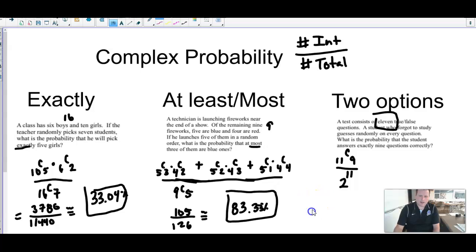When I calculate these ones, I end up getting 55 over 2,048. And this gives me approximately like a 2.69% chance of that occurring. So, okay, those are your 3 different ways there.